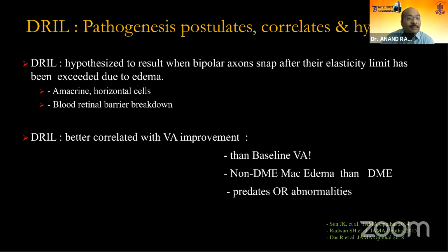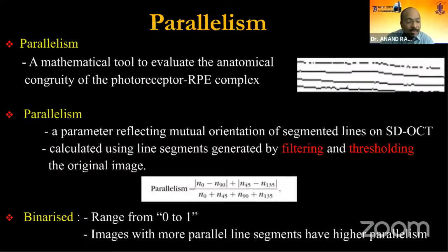Now, parallelism is a mathematical tool that's come very recently, a very interesting one, to evaluate the anatomical congruity of the photoreceptor RPE complex. It is a parameter reflecting the mutual orientation of these segmented lines on SD-OCT, calculated using line segments generated by filtering and thresholding the original image with this complex formula. It's binarized to range from 0 to 1. And obviously, more parallel lines have higher parallelism.